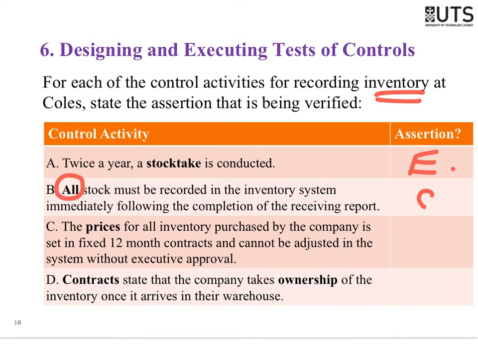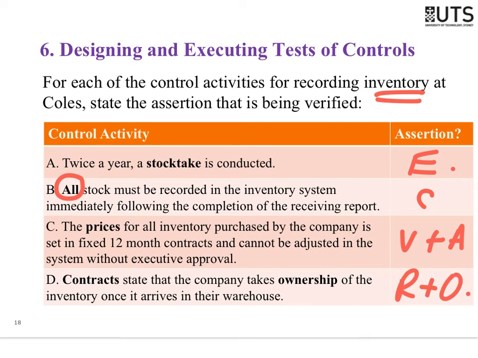The prices for all inventory purchased by the company is set in fixed 12-month contracts and cannot be adjusted without approval. What assertion is that? Good. And the final one, and I kind of mentioned this earlier, but contracts state that the company takes ownership of the inventory once it arrives in the warehouse. What assertion is that? Very good.